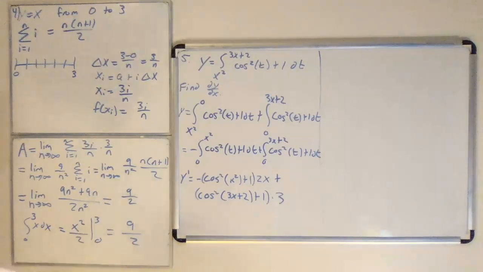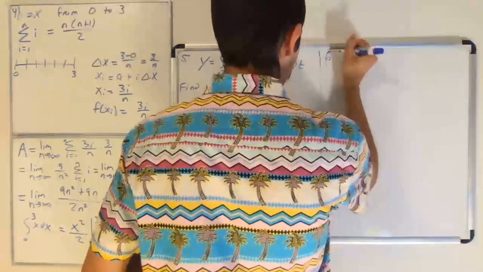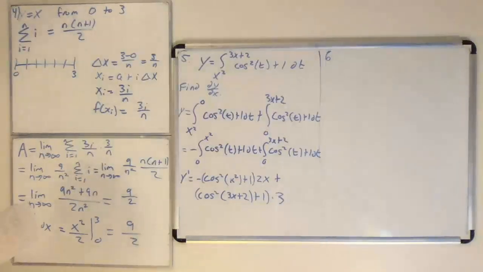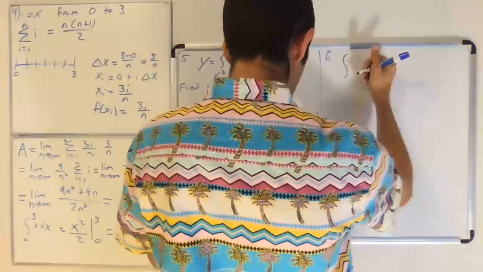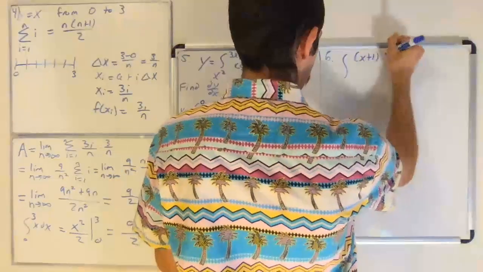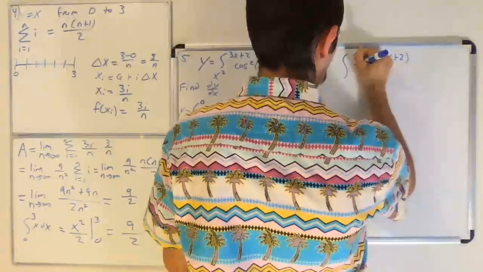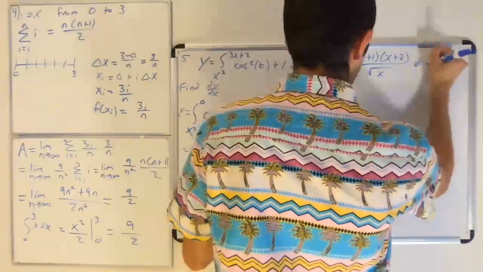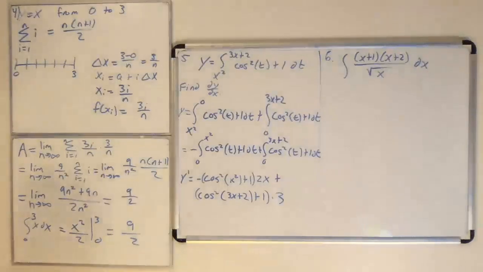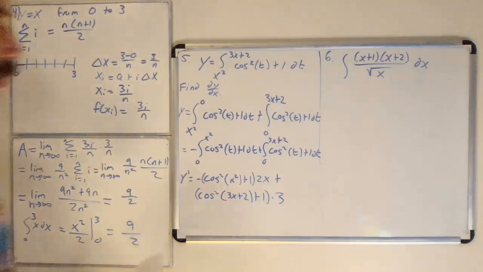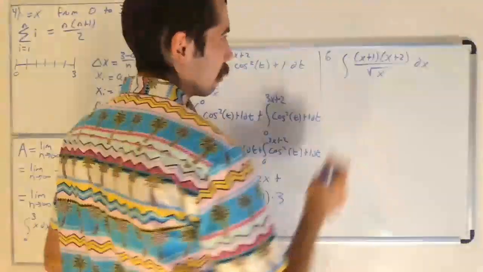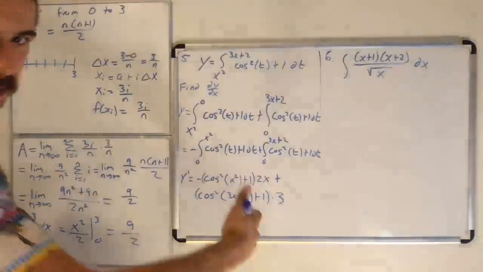Question 6 is just evaluating a bunch of integrals. So even though we did that at the end of the semester, it appeared at kind of the beginning of this final. So we want to evaluate the integral of x plus 1 times x plus 2 over the square root of x dx. And how do we do this? Well, let's multiply out the numerator, and then we could break it up into a bunch of simpler terms.